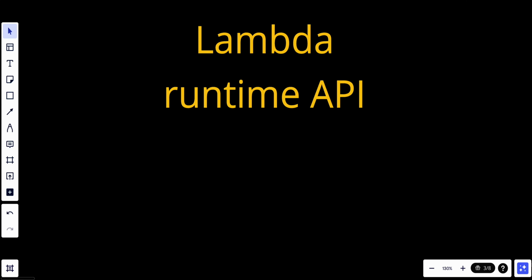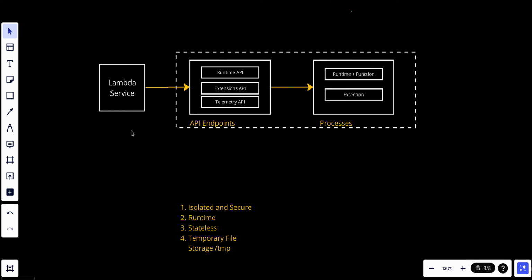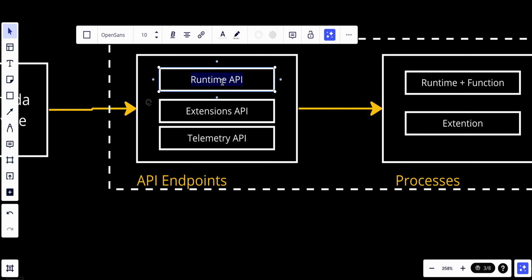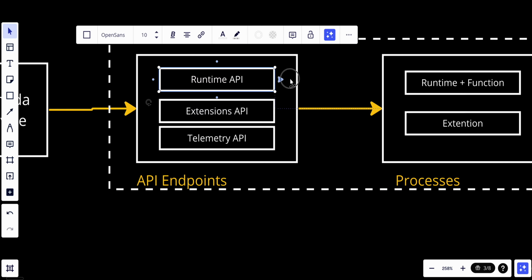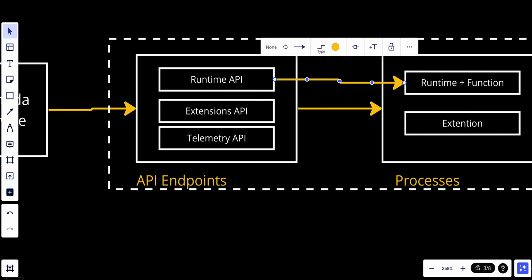So let's talk about the Lambda Runtime API and see how this will work. We have the Lambda service, and the Lambda service will send the request to API endpoints. We only focus on the Lambda Runtime API, and the Runtime API will send the executions to the function runtime. We'll try to call the function.